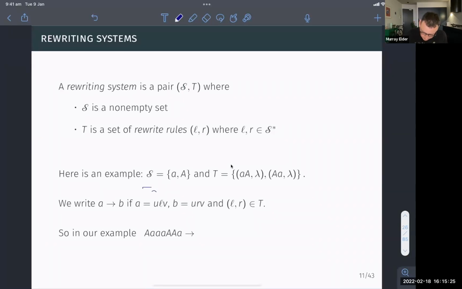So here would be a very simple example of a rewriting system. If I ever see a little a next to a big A, I can replace that by the empty word. You might already be imagining what's going to happen there. So here's some notation. We write A goes to B if A has an L factor and B has the R factor where the L was. Okay, so in our example, we can replace that, we can replace that, we can replace that, and we'll be left with, oh, I need some more notation. I did three moves there, so I put a star on top to say that it goes to A in three steps, so I don't have to write it all out.